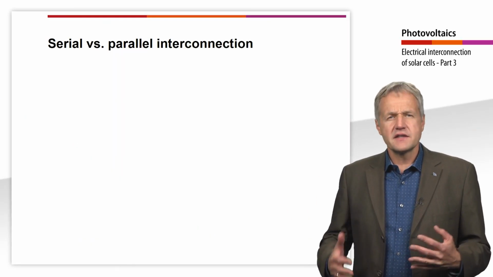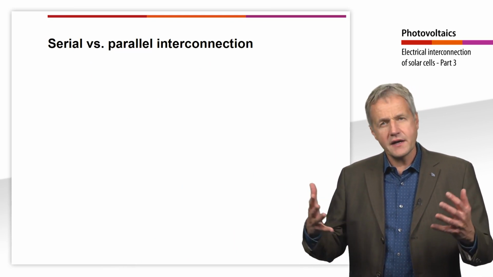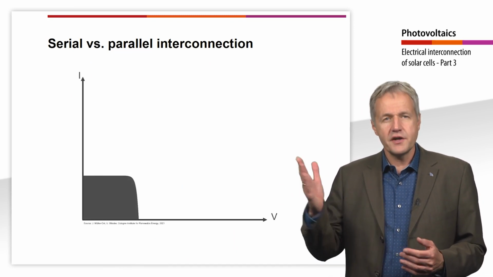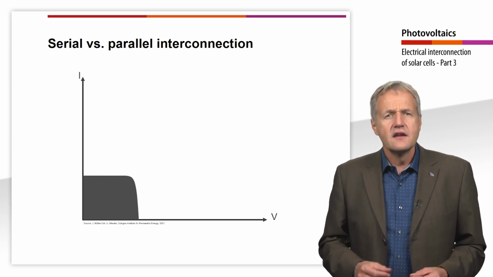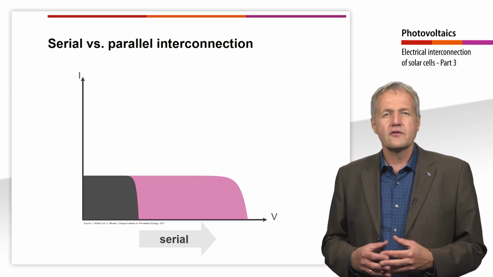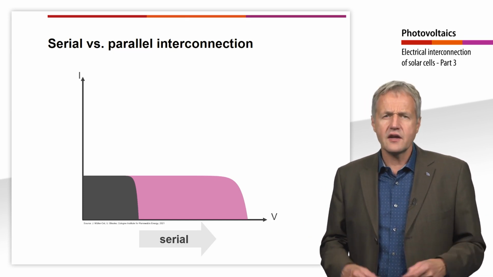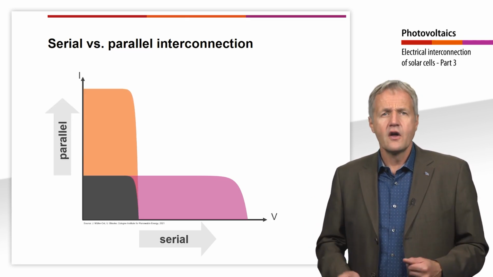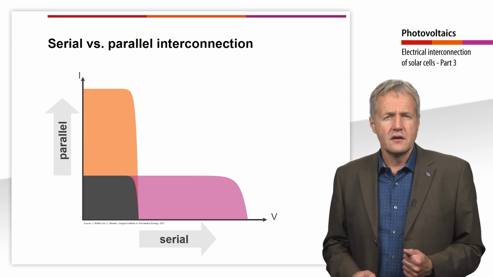Let's take a look at how the interconnection of solar cells affects the UI characteristic. The characteristic curve of a single solar cell is shown here. If we now connect 3 of these cells in series, the voltage adds up while the current remains the same. The resulting open circuit voltage is therefore 3 times that of a single cell. On the other hand, if we connect the cells in parallel, the short circuit current triples, while the open circuit voltage is the same as that of a single cell.